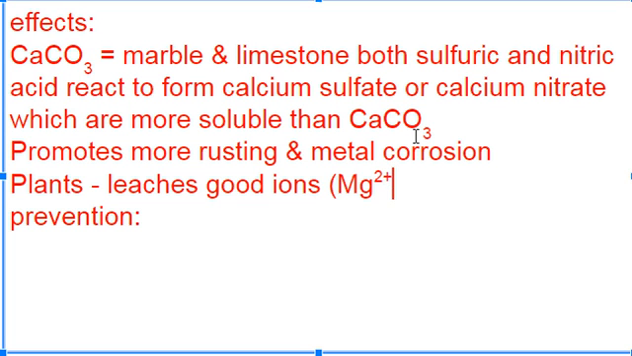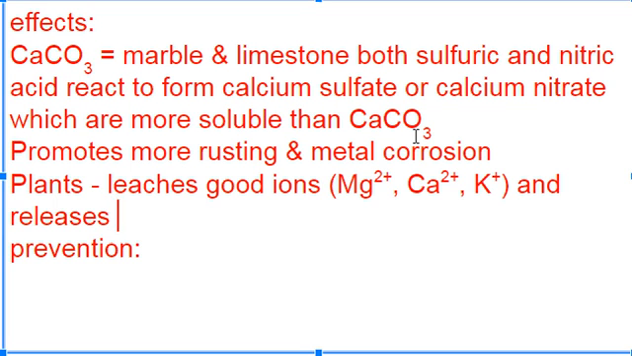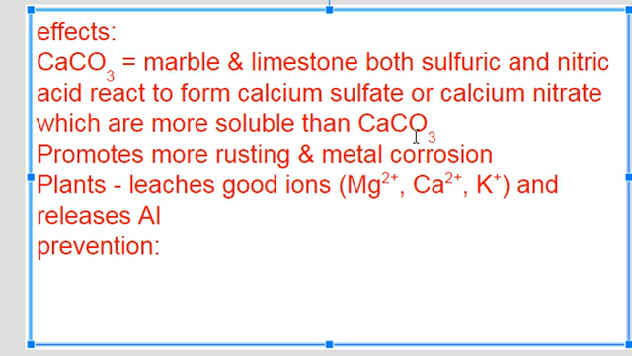Ca2+, and I can't remember, oh, potassium, the other thing you find in fertilizer. It leaches those good ions out, which are all important for plant growth, so it harms plant growth. It also releases aluminum 3+. Oops, I thought I had it up there.